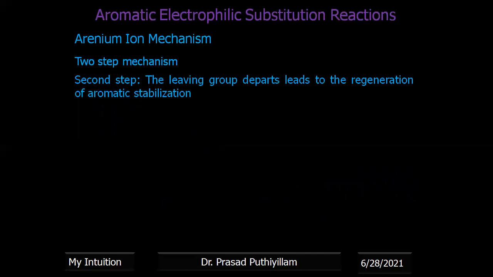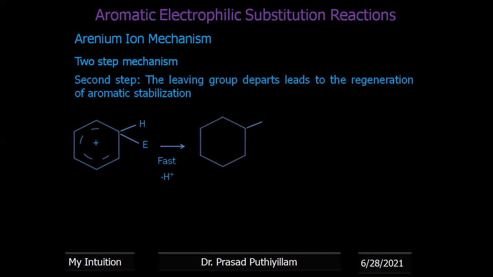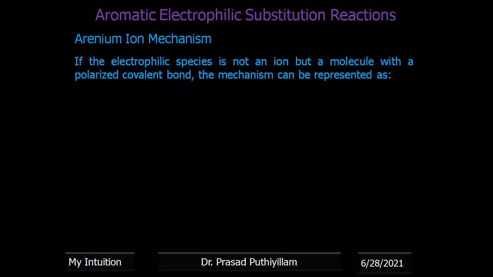Now, in the second step, the leaving group departs, leading to the regeneration of aromatic stabilization. In our previous video class related to this, we called it deprotonation. Deprotonation means minus H plus. So the same thing, deprotonation, which is a fast step, because the molecule wants to regain its aromatic nature. If H goes as H plus, then the two bonded electrons will remain back. Then they will go to the benzene ring and it gets the aromatic nature. So this is the Arenium ion mechanism.